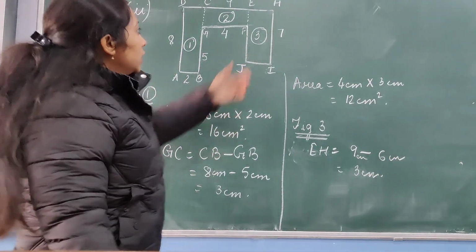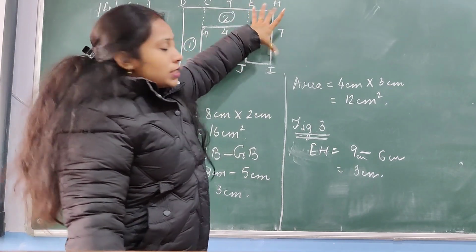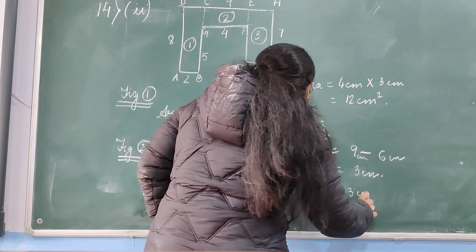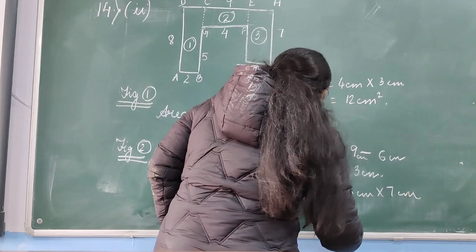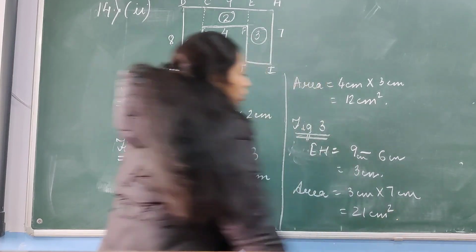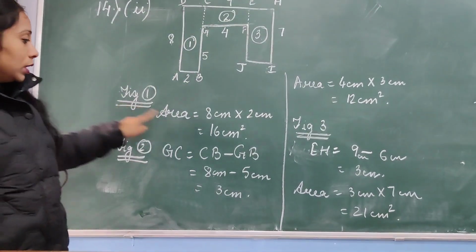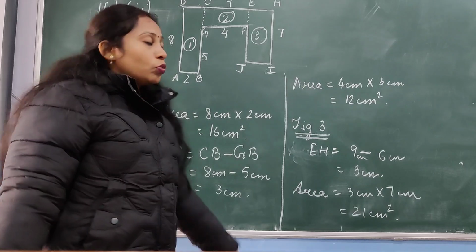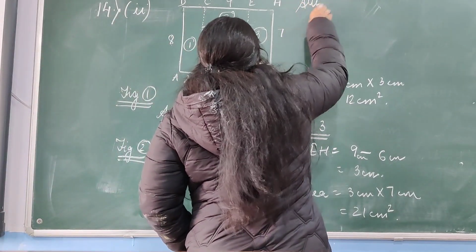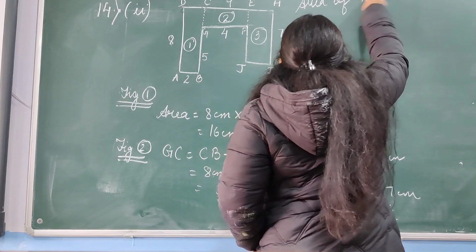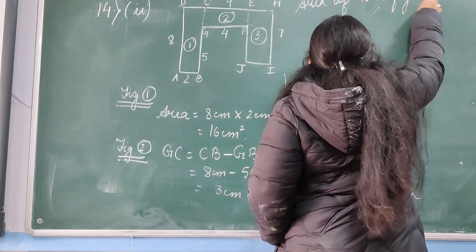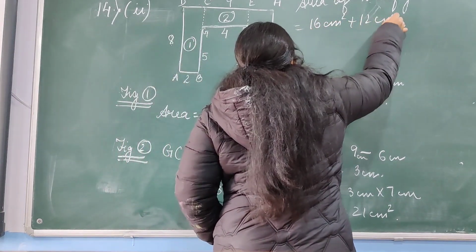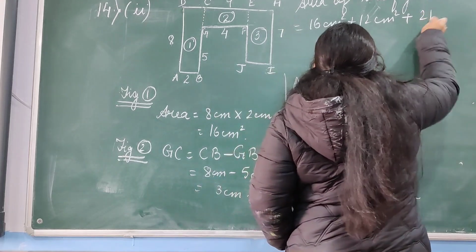I hope it is clear. This is 3 centimeter and this HI is 7. So area will be 3 centimeter into 7 centimeter, that is 21 centimeter square. So we have calculated the area of figure 1, that is 16, area of figure 2, that is 12, and area of figure 3, that is 21. So what will be the area of the figure? I am writing it over here. Area of the figure is equal to 16 centimeter square plus 12 centimeter square plus 21 centimeter square.